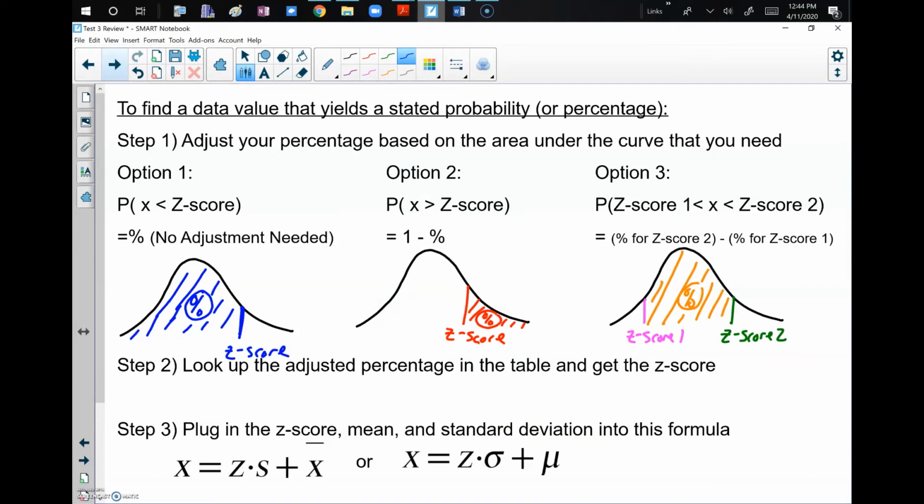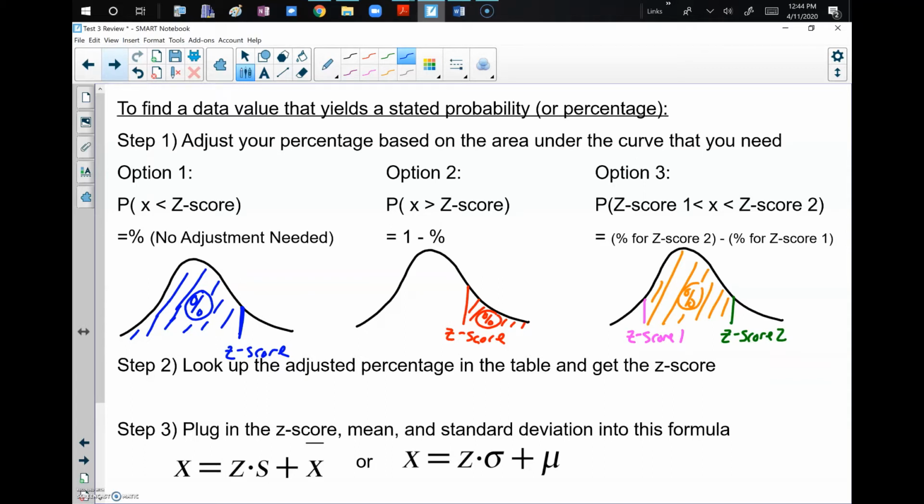Now, the other way that they could ask this problem is rather than asking for the probability or percent like we just saw, they could be asking for a particular data value given a probability or percentage. So those sort of questions would read something like, for what data value would 80% of your data be less than your value, right? So it's the same process, but in reverse.